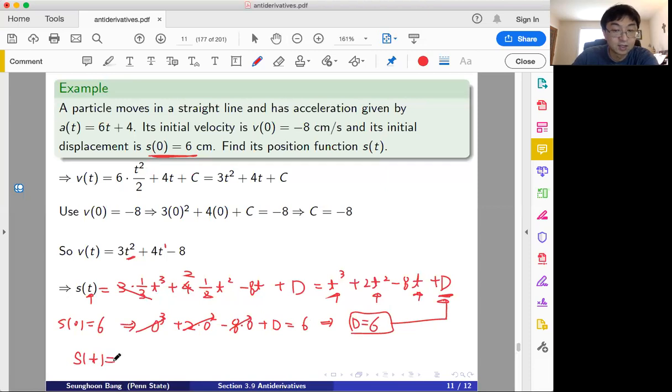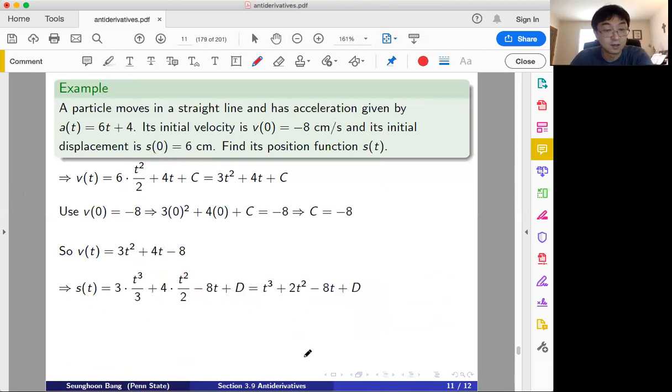S of t is t cubed plus 2t squared minus 8t plus 6. So that's it. This is the whole idea for solving this problem.